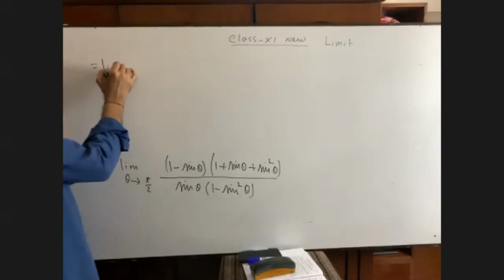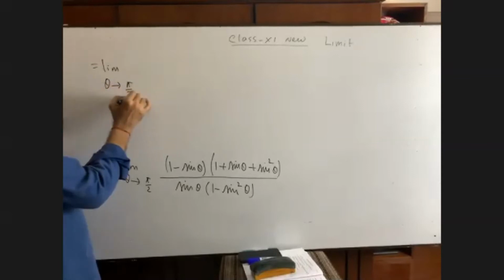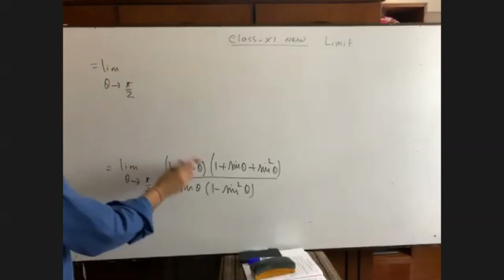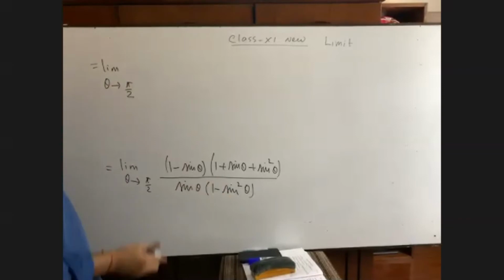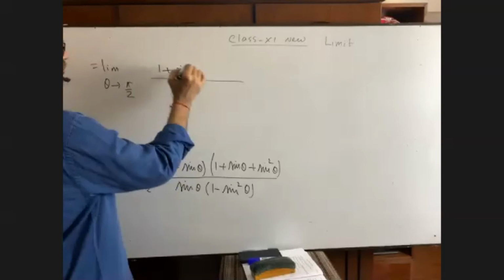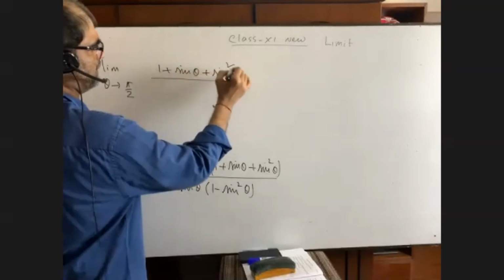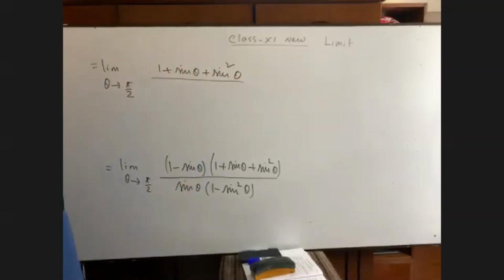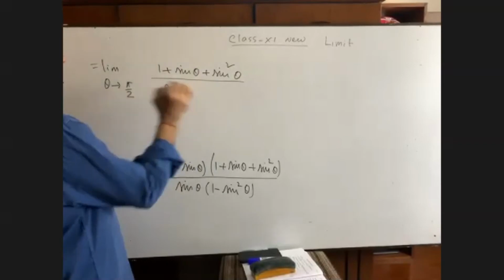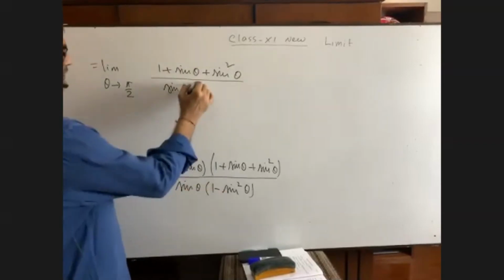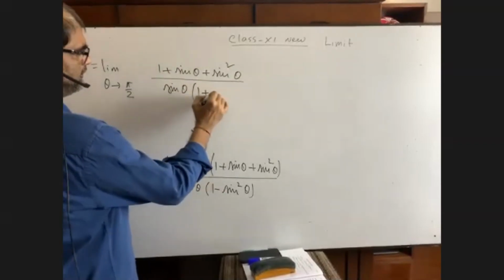Limit theta tends to pi by 2. 1 minus sine theta, 1 minus sine theta will be omitted. That means in this one plus sine theta plus sine square theta. So we are left with sine theta here. What is left here? 1 plus sine theta.